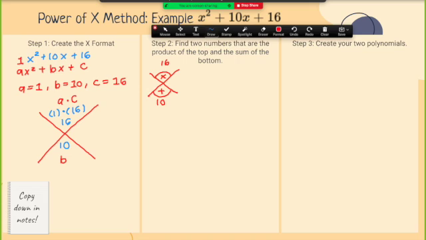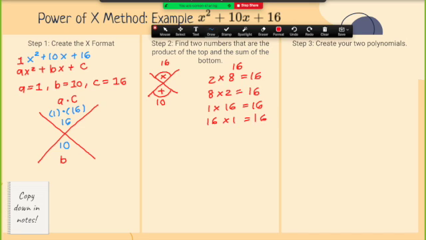Now, how are we going to do that? We want to first start off by finding all the multiples of 16. So we have here 2 times 8, that equals 16. We also have 8 times 2, that equals 16 as well. We have 1 times 16, that equals 16, and we also have 16 times 1, that equals 16 as well.